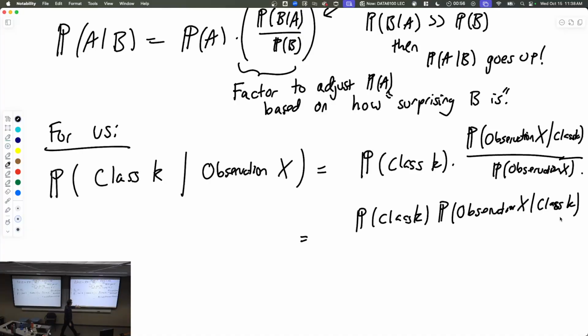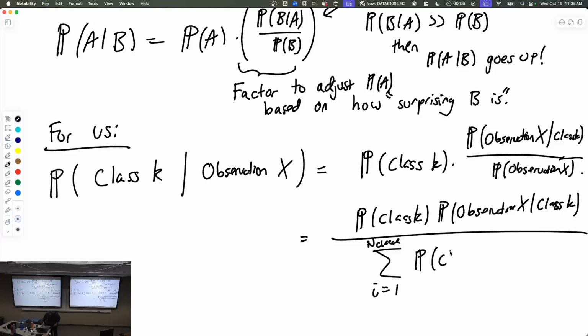If somebody asks you what is the probability of observing some observation X, and there are different classes, then there's more than one way this probability could have come out. It could have come out from any of the classes. So we're going to sum from i equals 1 to n classes, of the probability of class i times the probability of the observation given class i.